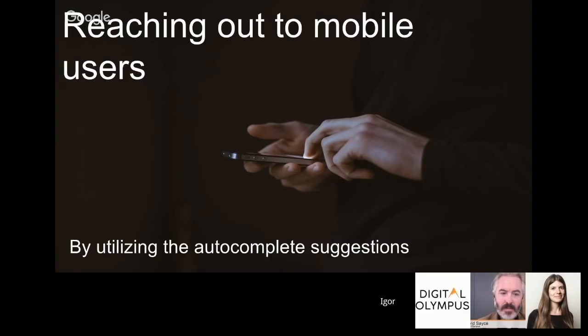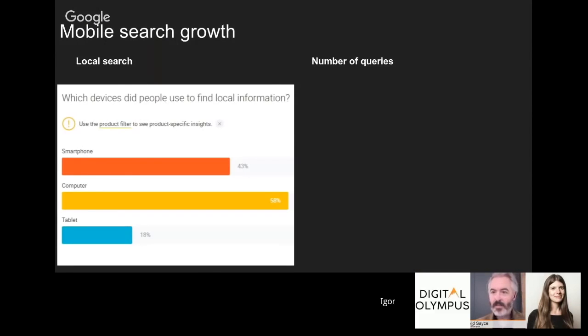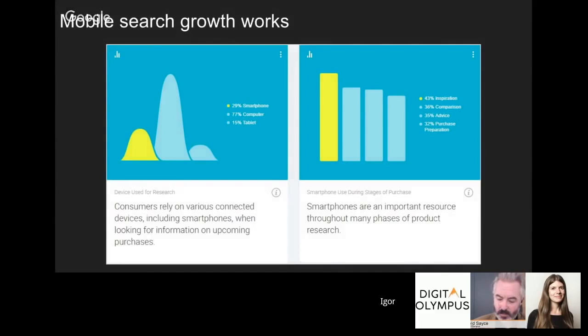Okay, let's jump into the third point, reaching out to mobile users by utilizing autocomplete suggestions. I'll start with the general data. We all know that mobile search is growing rapidly. There's probably some image missing here, doesn't matter. We can see that for local information, smartphones are catching up to the computers, and the combination of smartphones and tablets especially. We all know that targeting mobile is very important for SEO and marketing. We all know that Google prefers websites that are optimized for mobile users and so on and so forth.